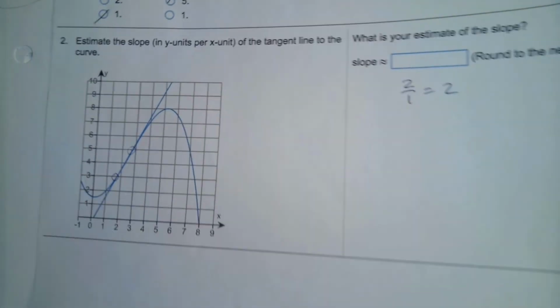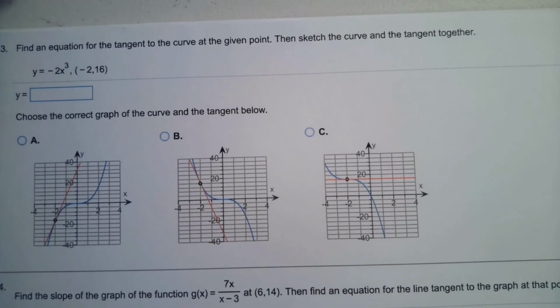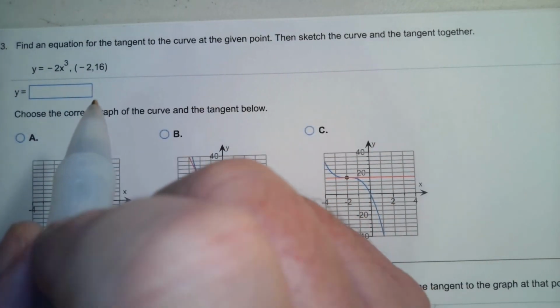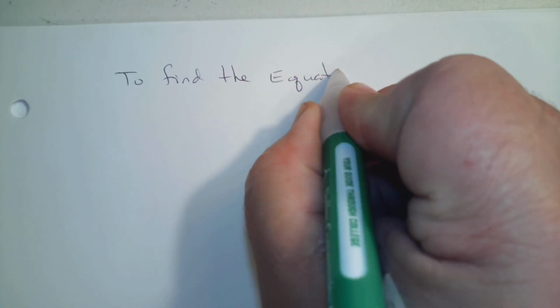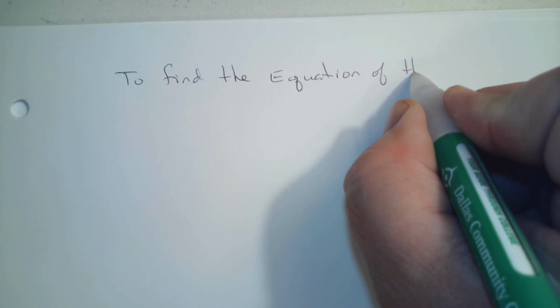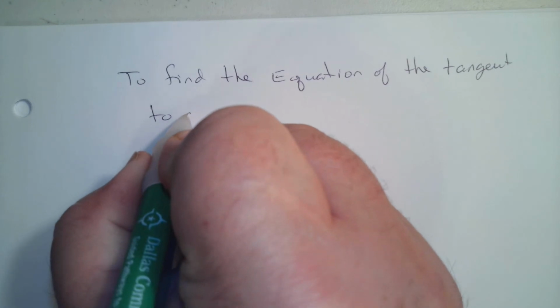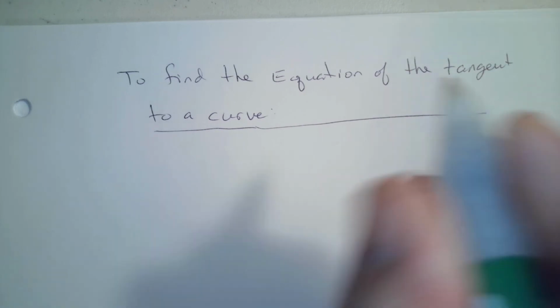Alright, so that's the first sheet. Let's look at the second page. Now we have to find the equation of the tangent line to the curve. To find the equation of the line tangent to a curve, these are the steps.